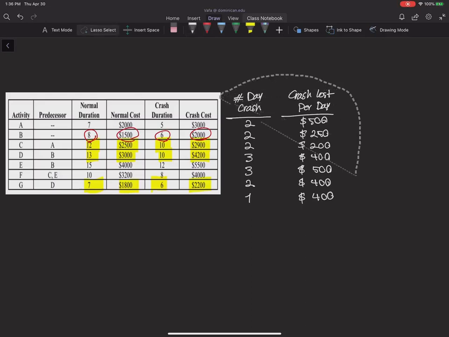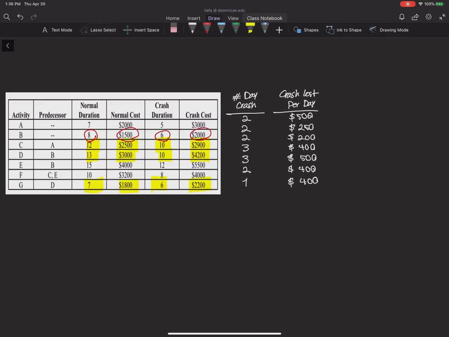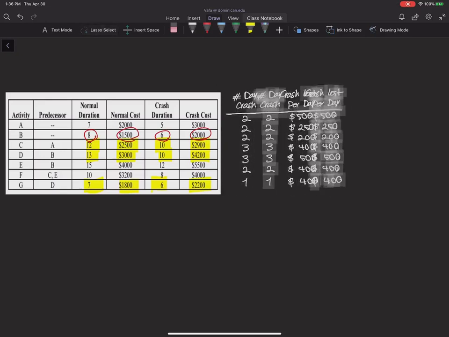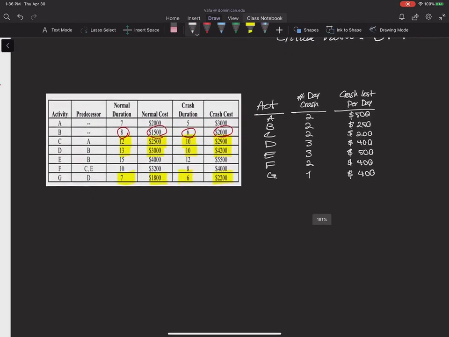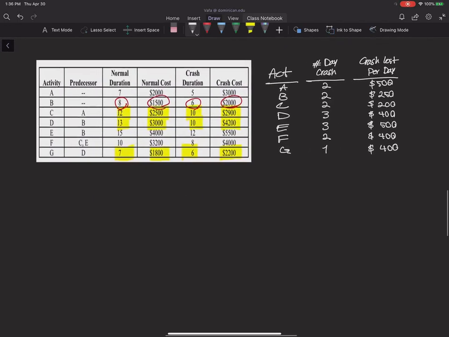So let's make this a little smaller so it fits, and let's write down the activity names here as well so there's no confusion. So it's A, B, C, D, E, F, and G. Okay. Now that we have everything, let's go ahead and build the network real quick.